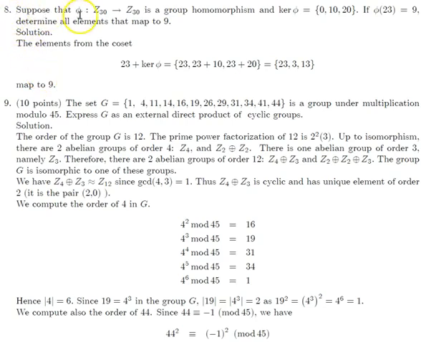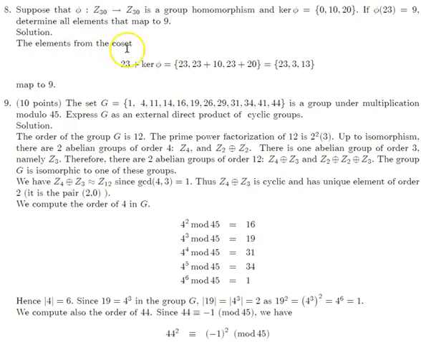Problem 8. Suppose that phi is the map from Z30 to Z30, for which we know that it is a group homomorphism, and the kernel of the homomorphism consists of these three numbers. If it is given that phi of 23 is 9, determine all elements of Z30 that map to 9.